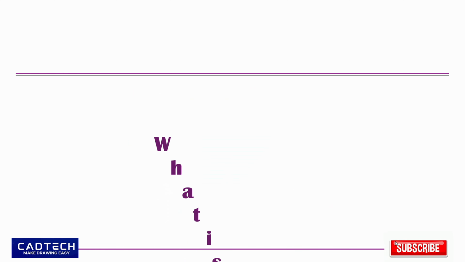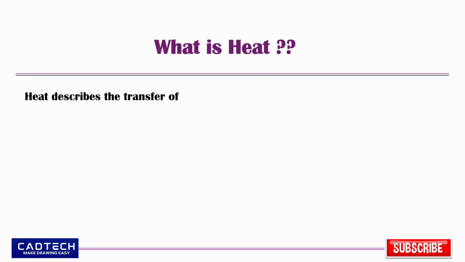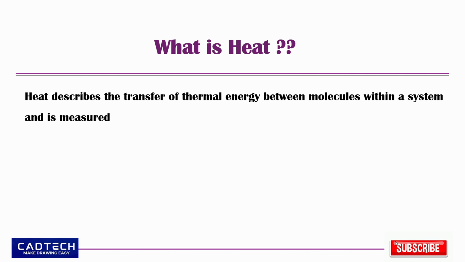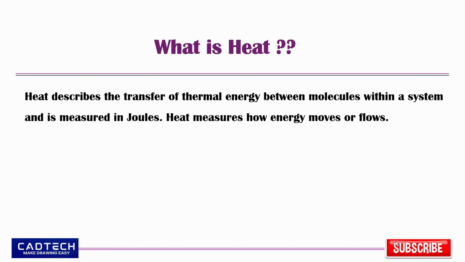Let's start with heat. Heat refers to the transfer of thermal energy between molecules in a system and is measured in joules. Unlike what we might think, an object doesn't possess heat. Rather, heat is the energy in motion, energy that flows from one object to another. For example, when you place a hot object next to a cold one, the heat will naturally flow from the hot object to the cold one. That transfer of energy is what we call heat. Since heat is about energy in transit, it's classified as a process variable.